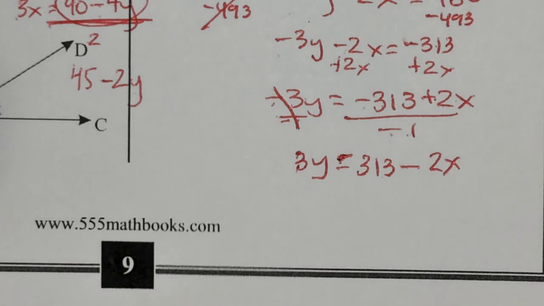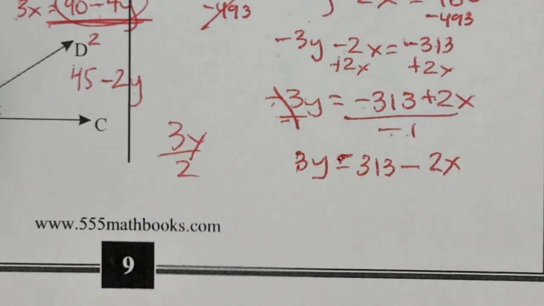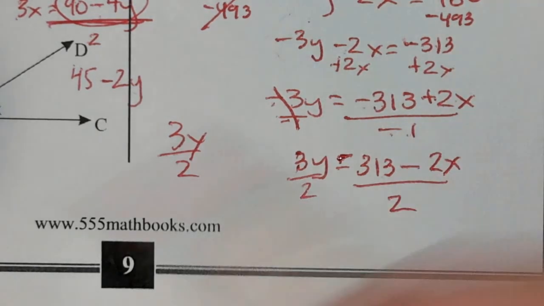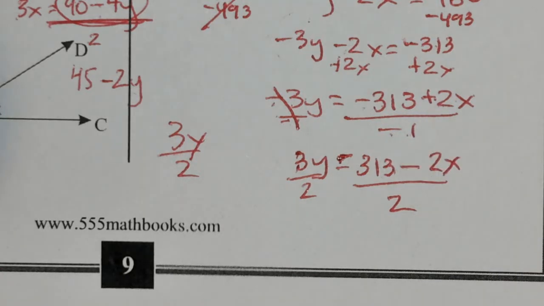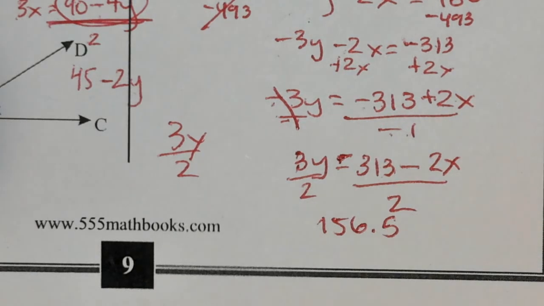All right, but if you look up to the original problem, it doesn't just want to know what is 3y, it wants to know what is 3y divided by 2. So I divide the left by 2 and the right by 2. On a calculator, take 313 and divide it by 2. 313 divided by 2 is 156.5. Don't do any more work.